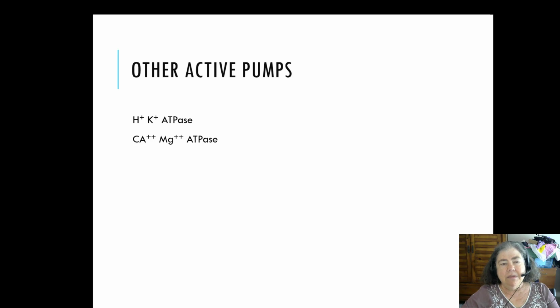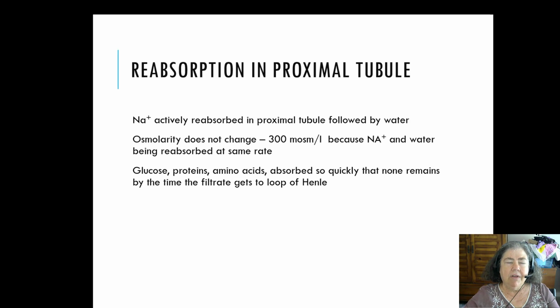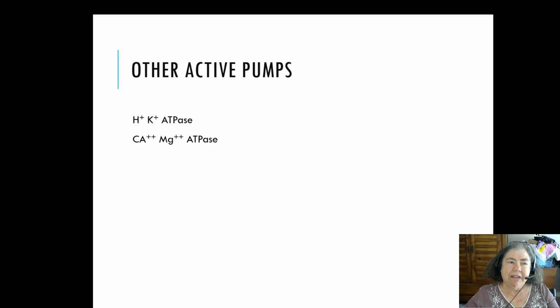And in addition to the pumps I showed you, there are other pumps. The one we'll come back to a little later is the calcium magnesium ATPase, although I think we'll also probably talk about the hydrogen ion potassium ATPase.